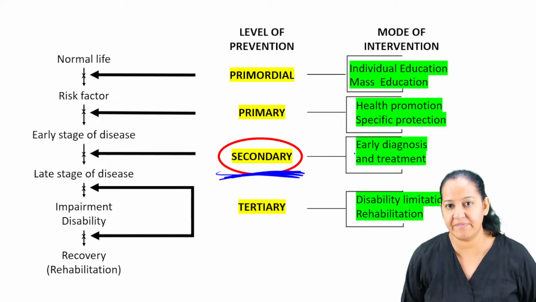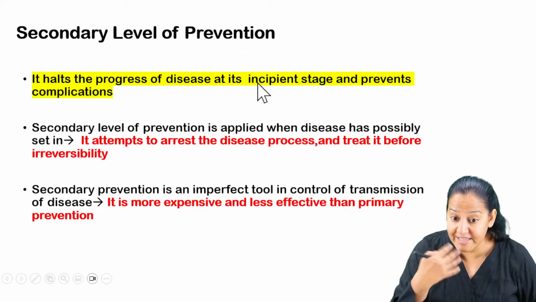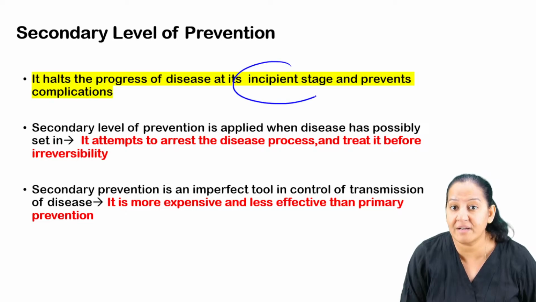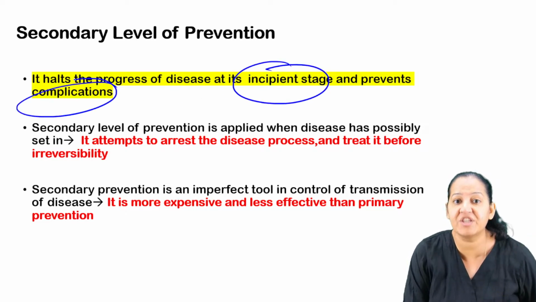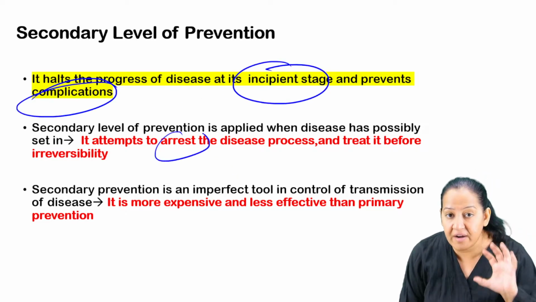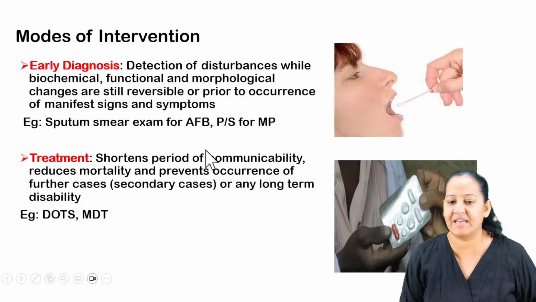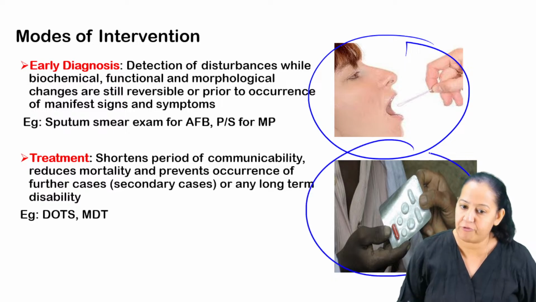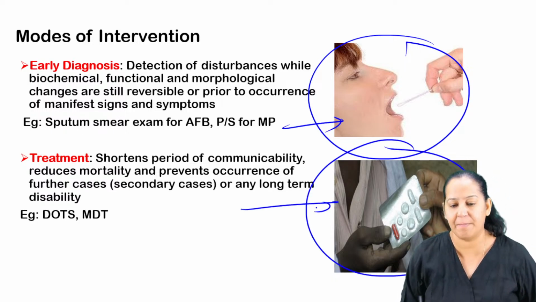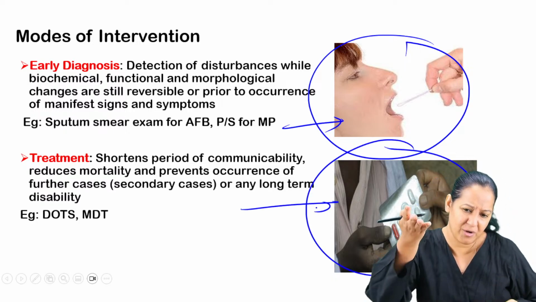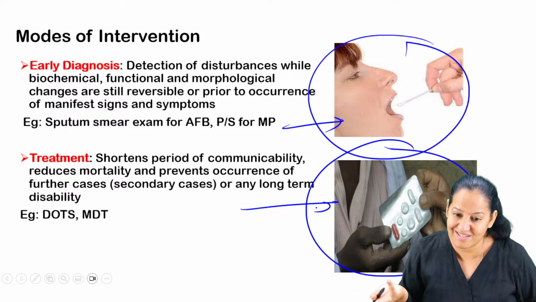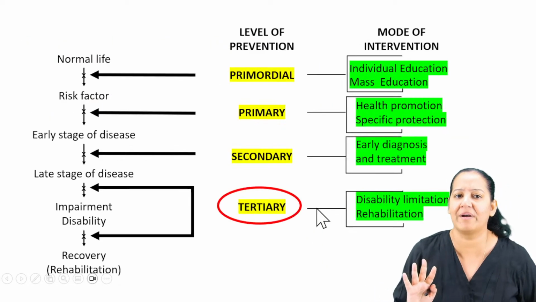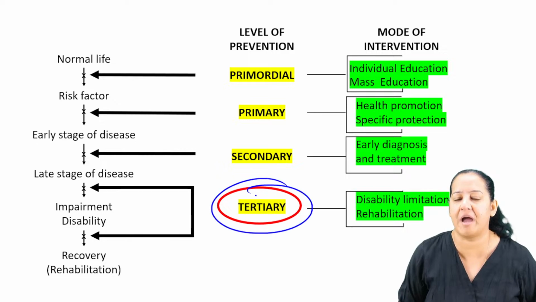Now the secondary level of prevention. In the secondary level of prevention, the disease is in early stage, and we are halting the disease in early stage to prevent the complication or advanced stage. We try to arrest the disease in early stage. That is secondary level of prevention. There are two methods. Either do the diagnosis or do the treatment. Early diagnosis, early treatment. The patient already has the disease now. Now do the diagnosis, do the treatment. That's it. You cannot do anything else. The disease is already there.